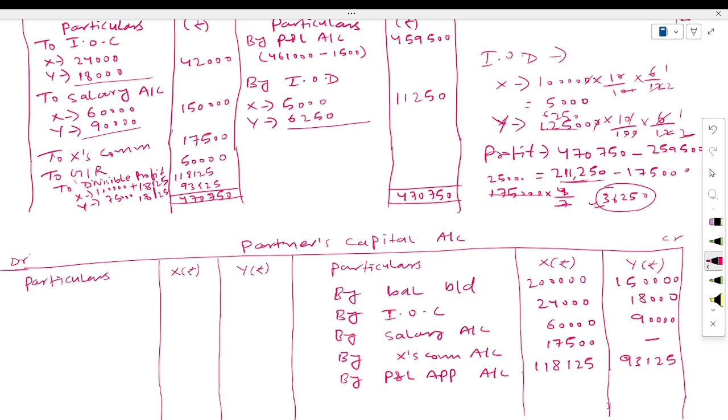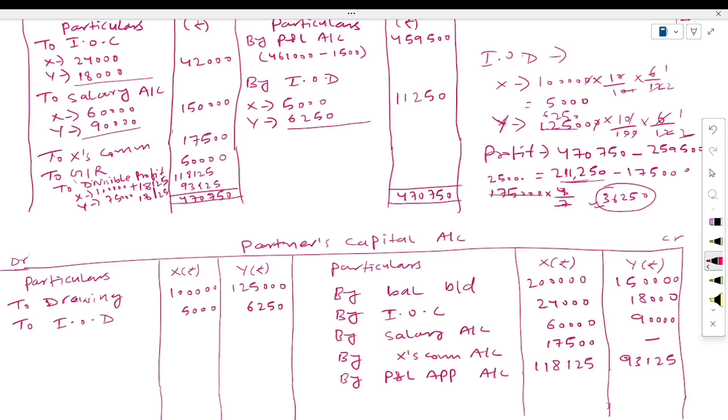Here in debit side, first of all, we will have to transfer the amount of drawing. What was the amount of drawing? The amount of drawing was 1 lakh and 1,25,000. So we will transfer here 1 lakh and 1,25,000. And at last we will transfer here interest on drawing. What was the amount of interest on drawing? Here 5,000 and here 6,250. Everything we have already transferred.